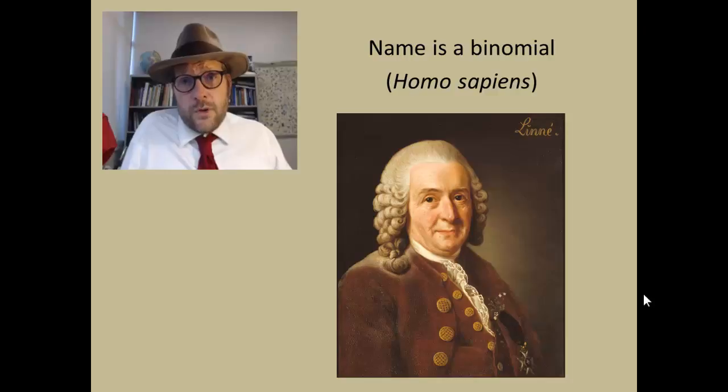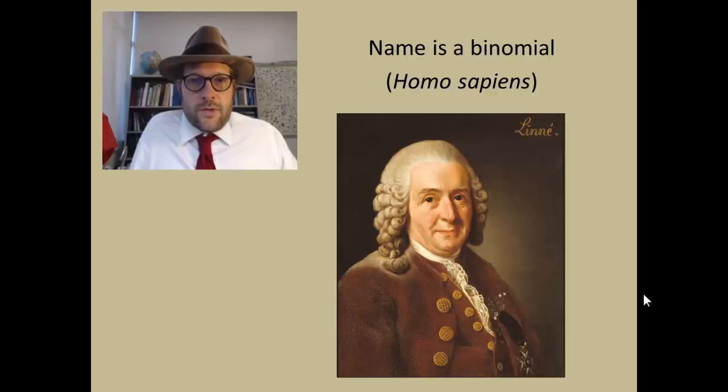So, for example, humans is Homo sapiens. The genus is capitalized, and the species in lowercase, and it's italicized or underlined in all scientific publications. And this was the method that was developed by Carl Linnaeus back in the 1600s. He came up with this idea of using a binomial.